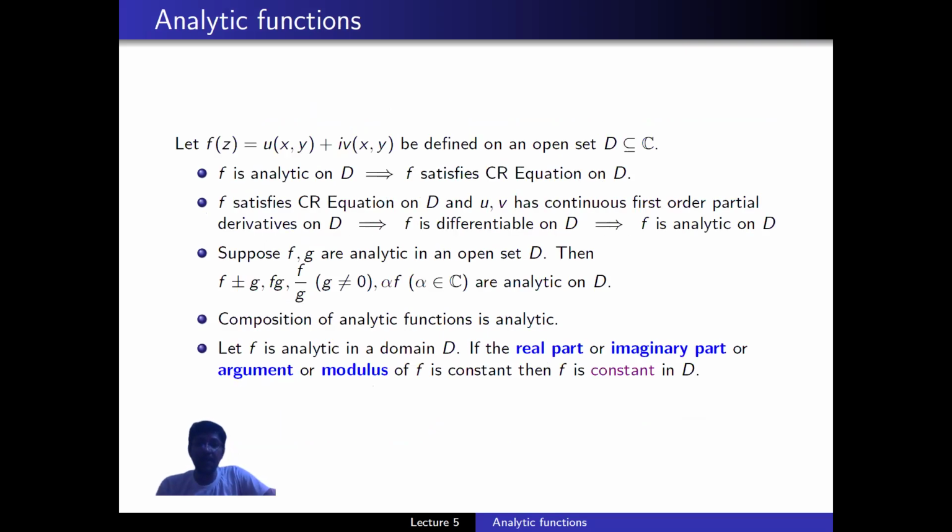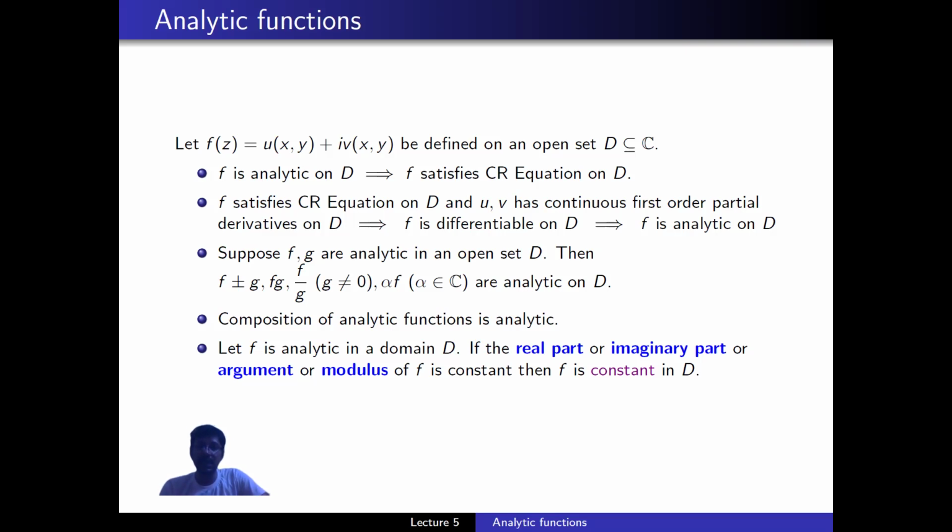Let f(z) equal to u plus iv, where u and v are the real and imaginary part of f respectively, and f is defined on an open connected subset D of the complex plane. Then f is analytic on D implies f satisfies CR equations on D. CR equations mean del u del x equal to del v del y and del u del y equal to minus del v del x.